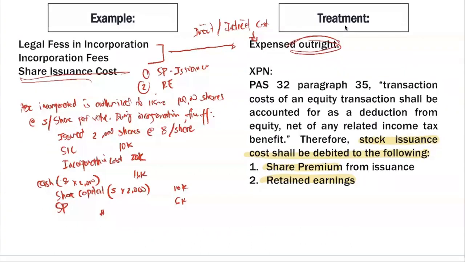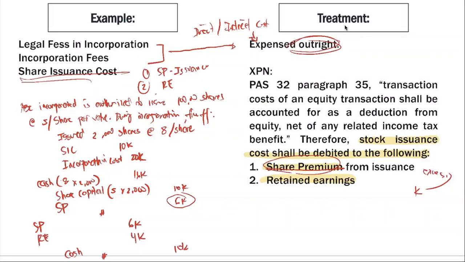Now, we have stock issuance cost. In your stock issuance cost, what is the treatment? First, on your share premium from issuance. So we deduct it to your share premium from issuance. So how much is our share premium from issuance? 6,000, right? But how much is our stock issuance cost? We spent 10,000. If there is an excess, place in your retained earnings. So retained earnings, 4,000. That is the treatment.